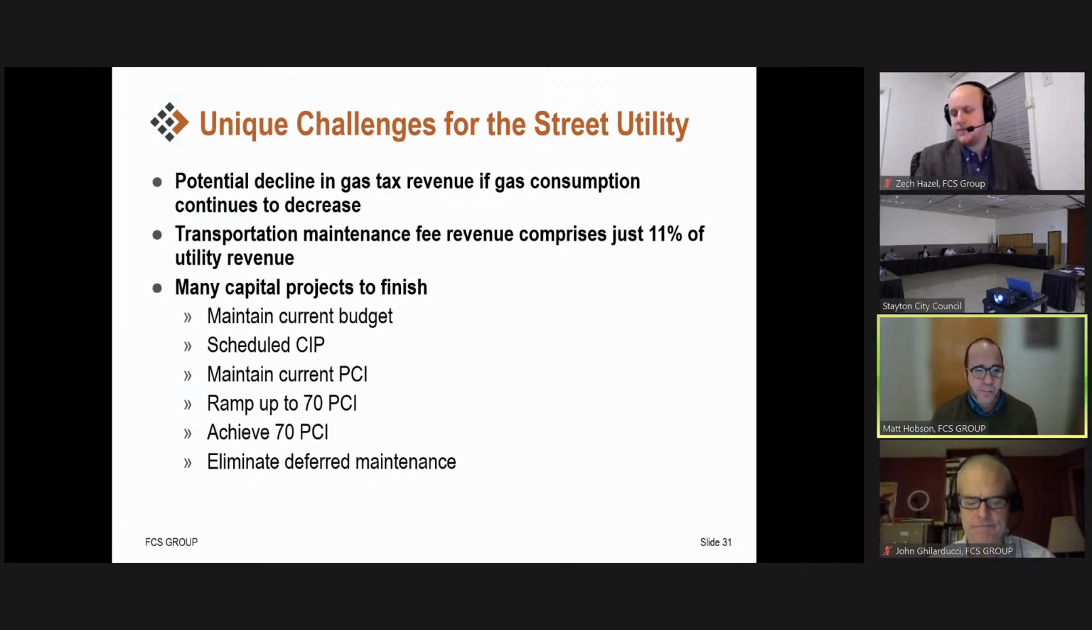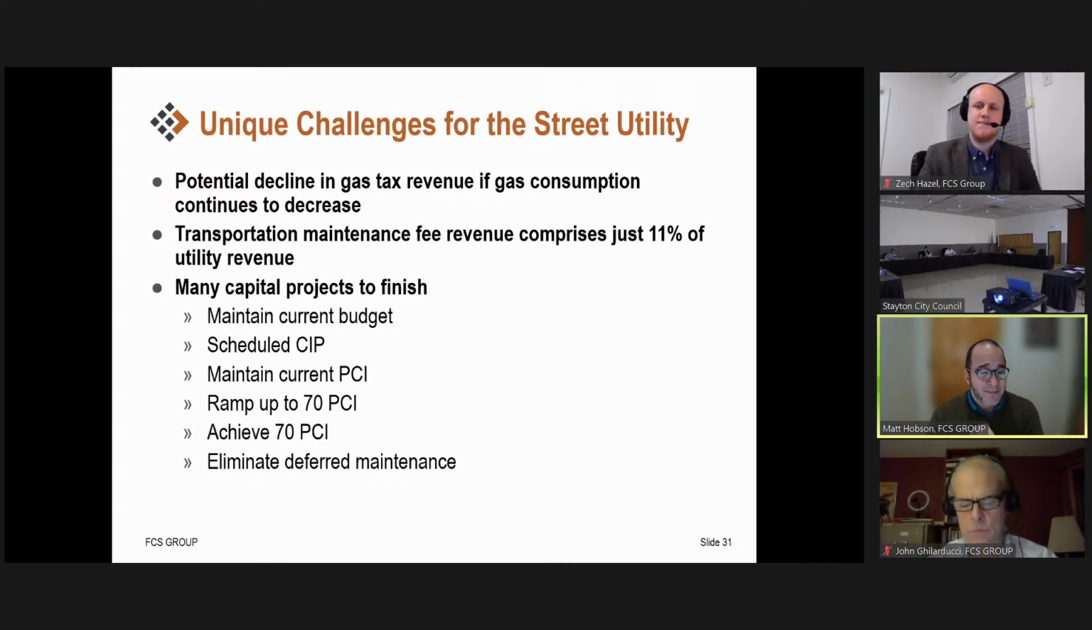Yeah. And for brevity's sake, I'll just briefly summarize the scenarios. So one is just maintain our current budget for capital programs. The second is to fund the scheduled capital projects over the next 6 years. So that's kind of isolated from the street maintenance report. And then the next 4 scenarios are all tied to that street maintenance report.